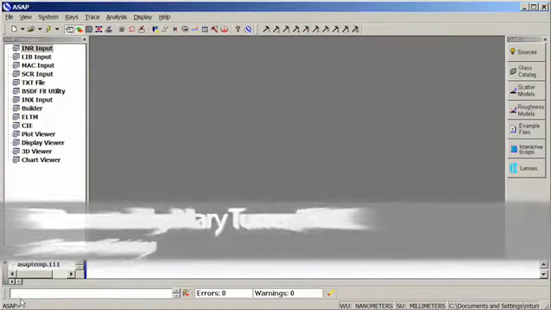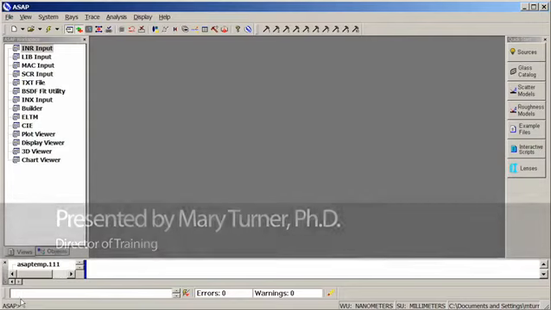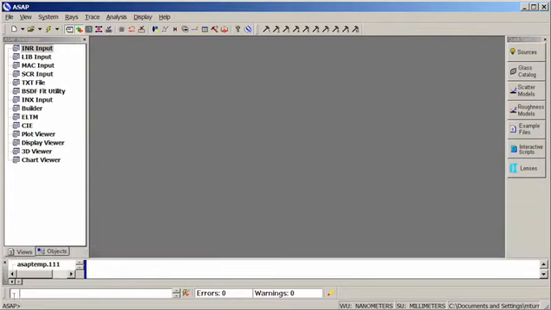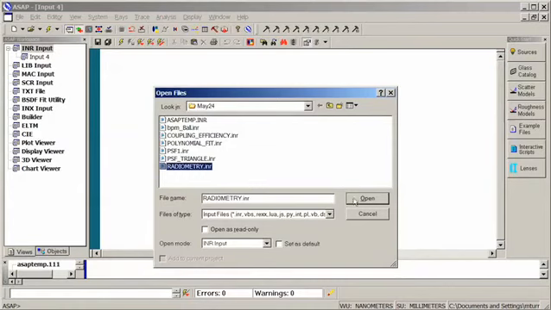Within ASAP, any number of forms of radiometric analysis, photometric analysis, intensity, irradiance, etc., can be performed. Let's take a look at several sample calculations. And I'm going to open up a file.